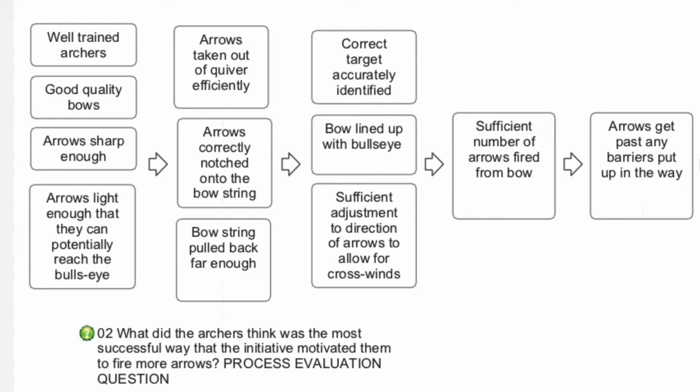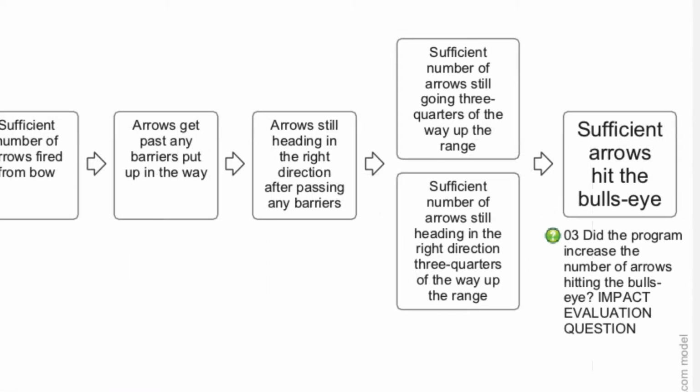Now another question, what did the archers think was the most successful way that the initiative motivated them to fire more arrows? A process evaluation question living at that location within the model. Here's another one. Did the program increase the number of arrows hitting the bullseye? This one's an impact evaluation question, and it's at the end of the model, so we can immediately see it's an impact evaluation question by its location within the model.